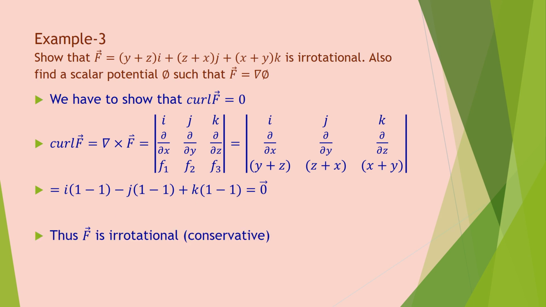Thus vector f is irrotational, or we can also call it conservative. So an irrotational vector is otherwise called a conservative vector field. So we can say it as conservative also. The first part is over, showing f is irrotational. Now we have to find the scalar potential.